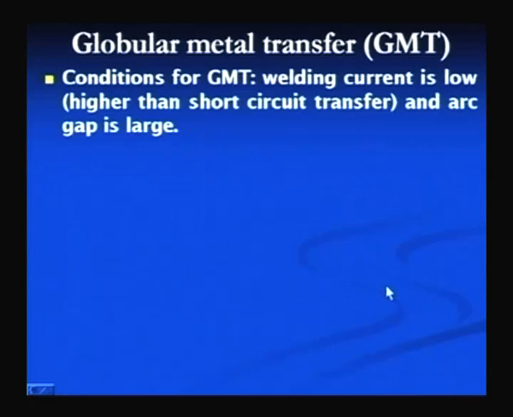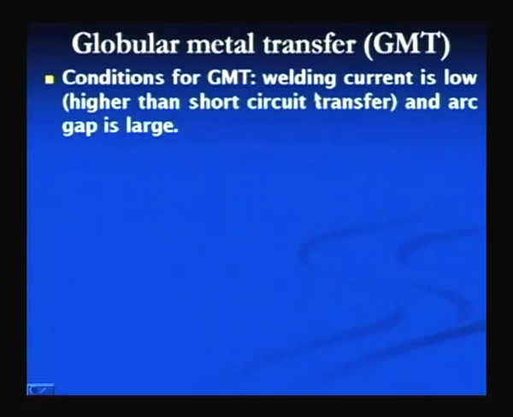Another metal transfer mode is the globular metal transfer, and the welding conditions for globular metal transfer to take place are that the welding current should be low, but the current for this transfer will be somewhat higher than that of the short circuit metal transfer, and the arc gap is also large. Because the welding current is low, the molten metal droplet will be growing gradually, and since the gap is also large, the droplet will be able to grow to a large extent before it gets transferred due to the gravitational force.